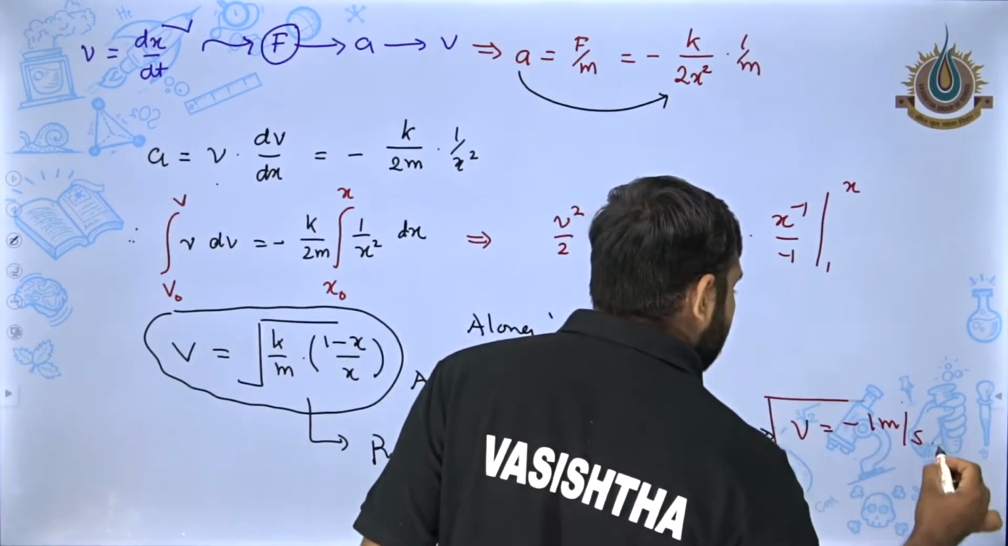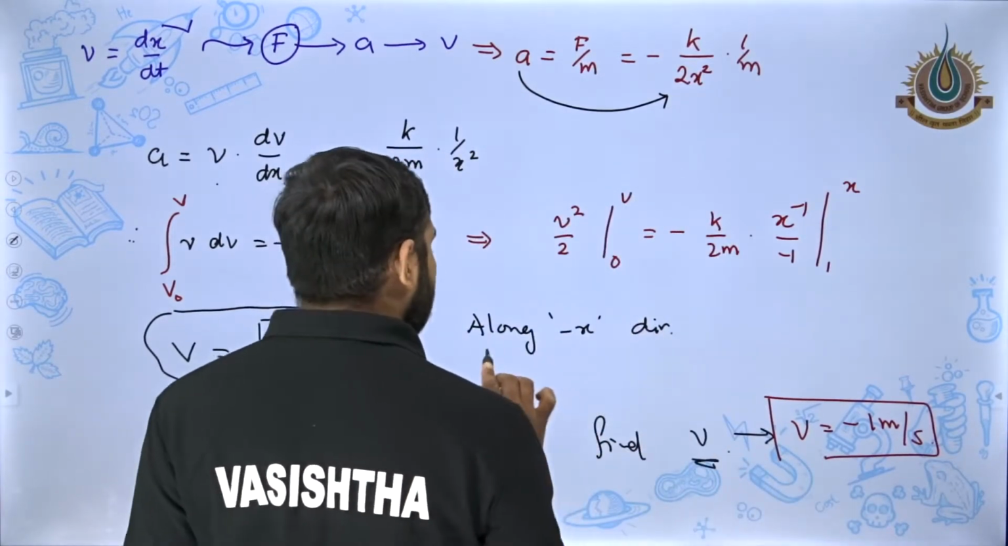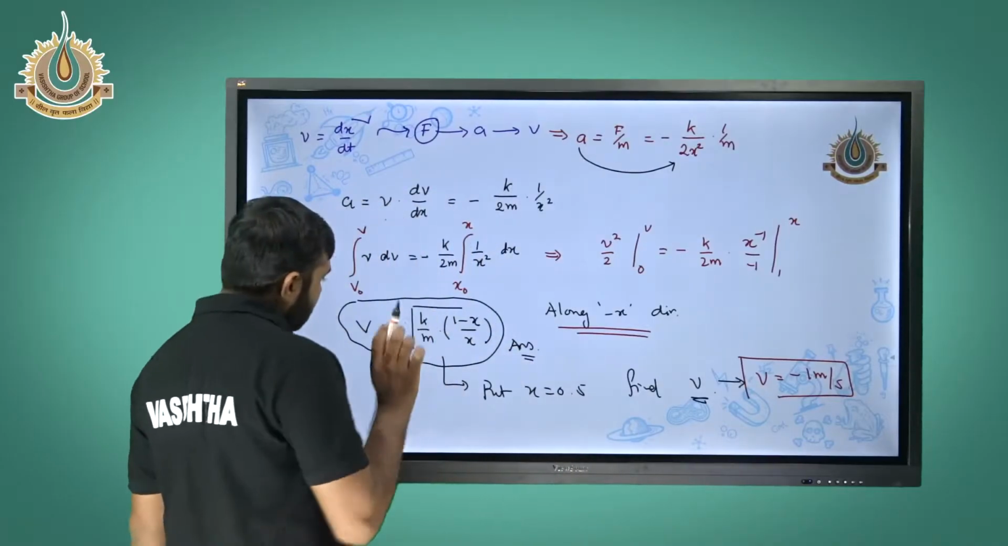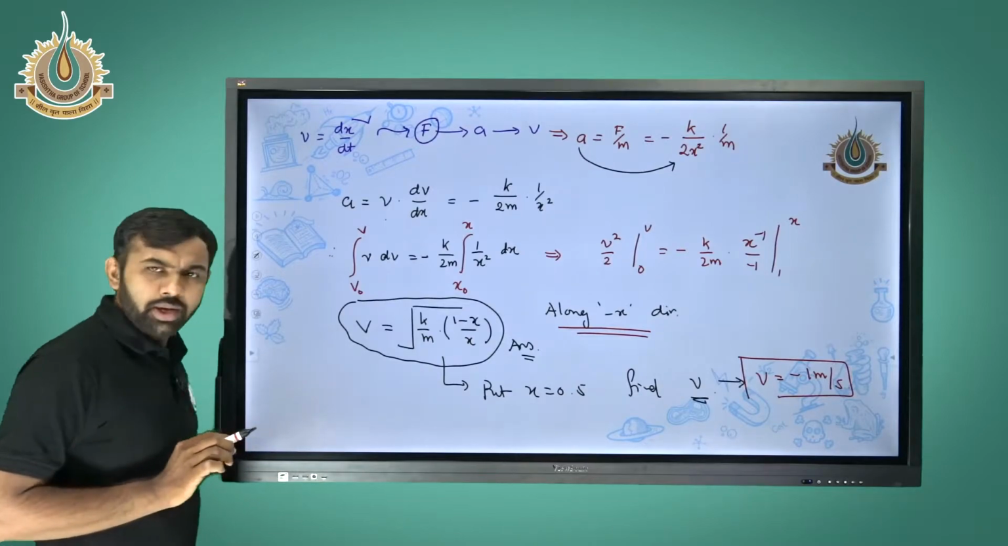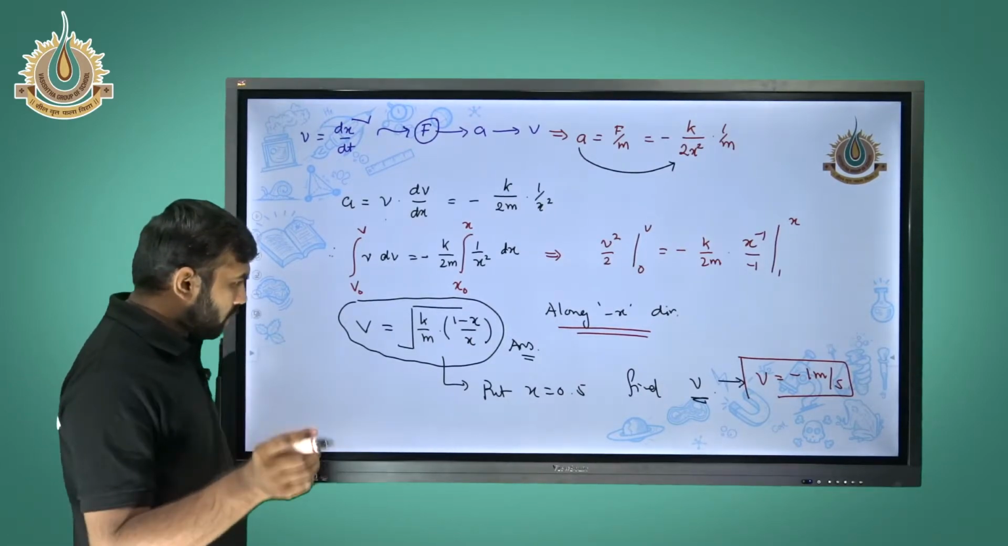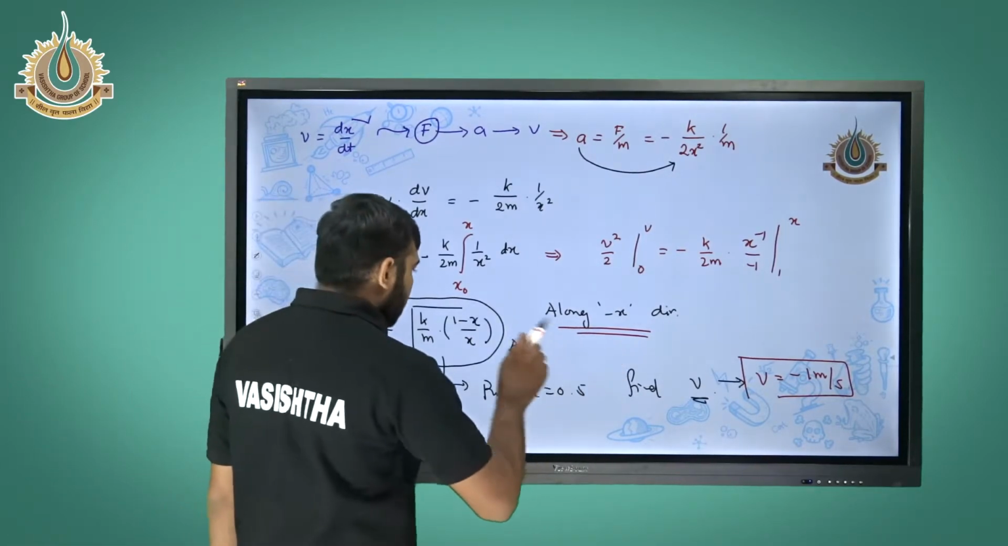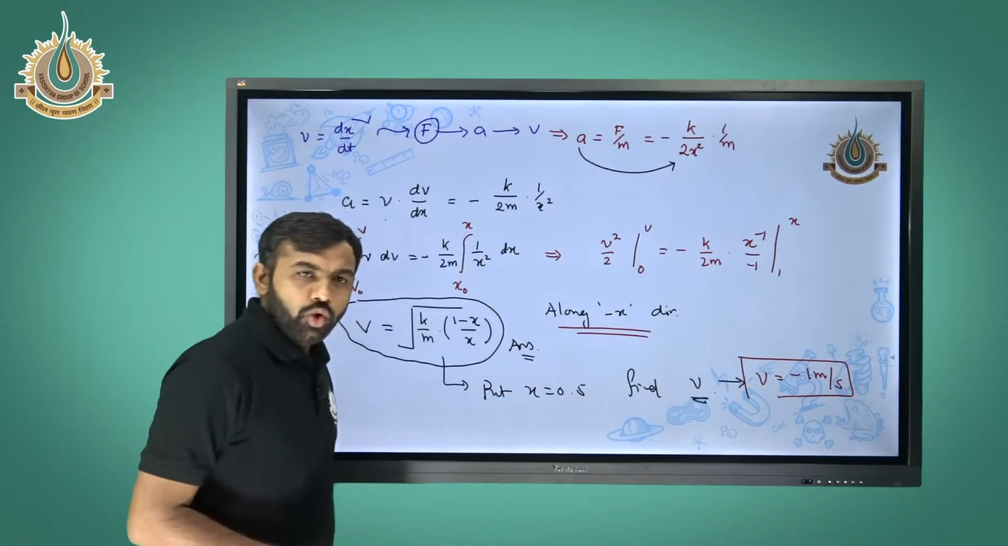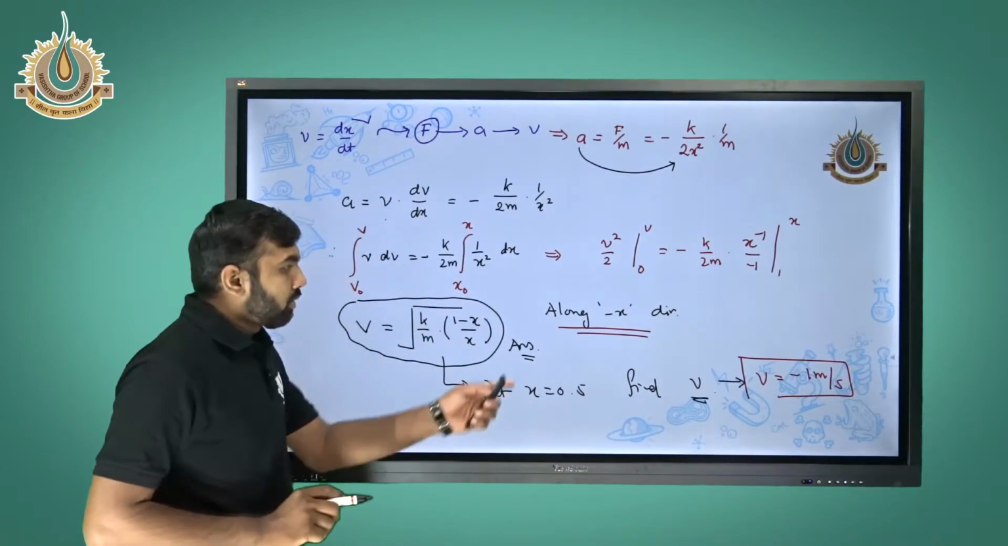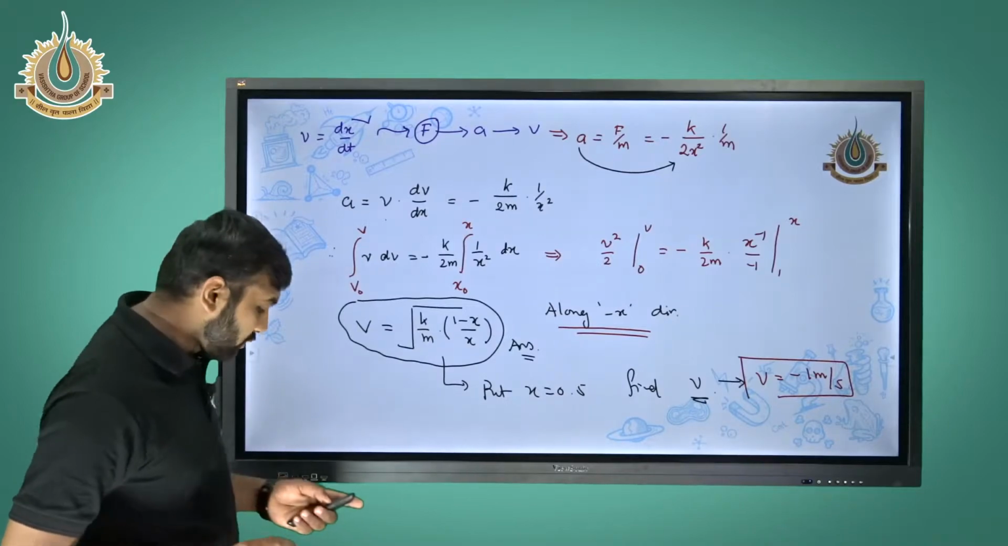Why am I writing the minus here? Because you write the answer with direction. This is root k by m into 1 minus x upon x, that is the velocity. But when you put the different value into this equation, you get 1. Use the negative sign because of direction, along negative direction. So that is the first problem.